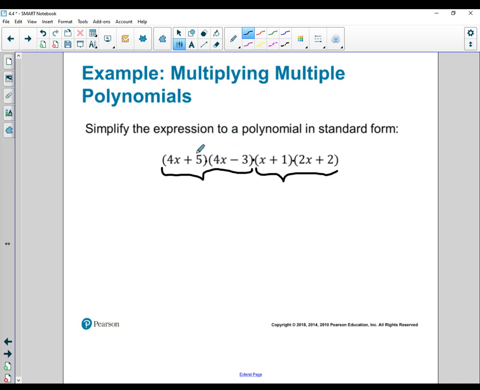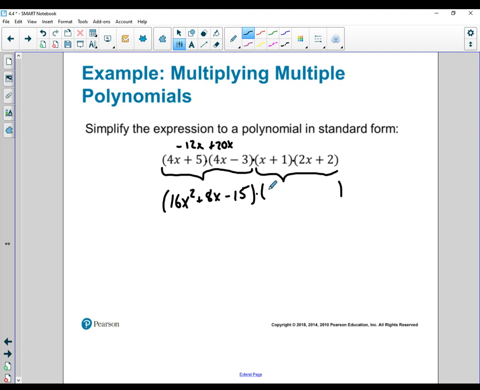4x times 4x is going to get us, and I'm going to put this in parentheses, 16x squared. And then we're going to get 4x times negative 3, which is negative 12x. But then we're also going to get 4x times 5, which is plus 20x. Right, so together that's plus 8x. And then 5 times negative 3 is minus 15. So that's that trinomial. Now multiplied, and then I'm going to do these two multiplied together.